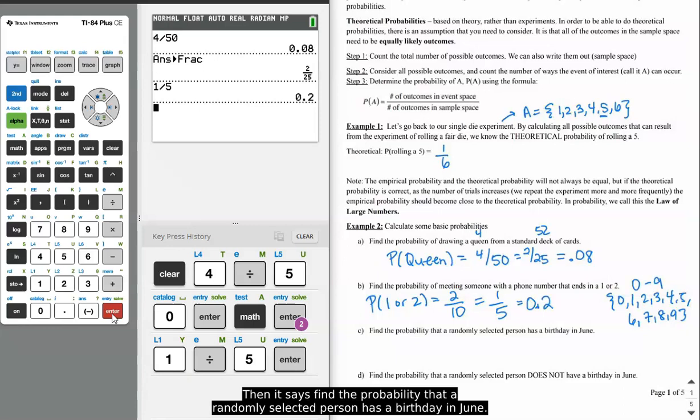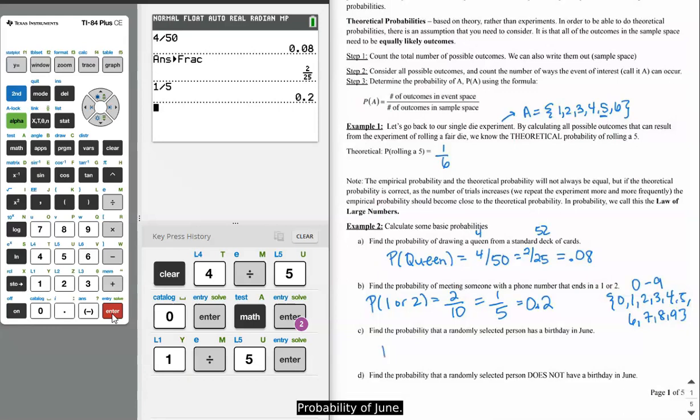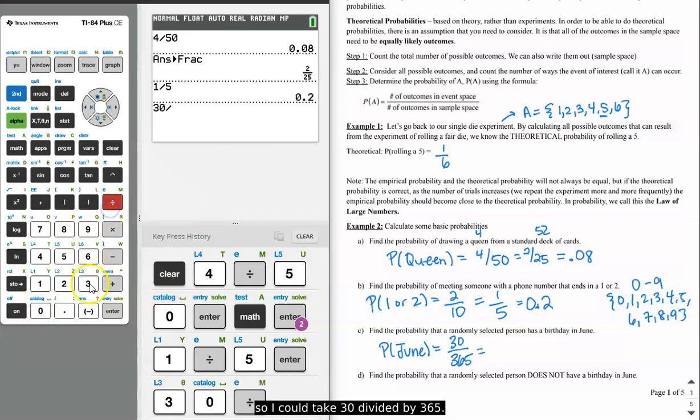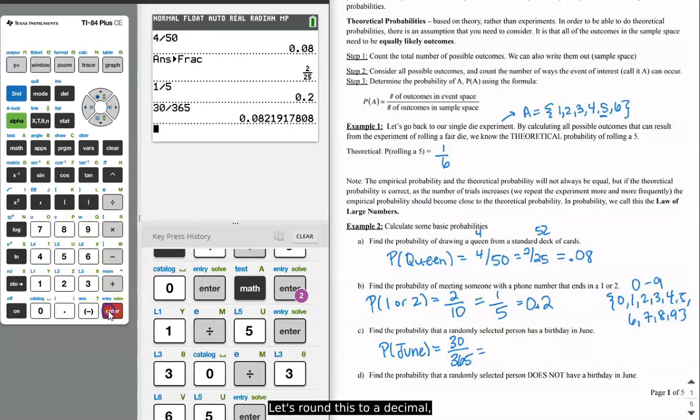All right, then it says, find the probability that a randomly selected person has a birthday in June. So, probability of June. If I think how many days are in June, there's 30 days out of my 365. So I could take 30 divided by 365. Let's round this to a decimal. So roughly 0.082 would be the probability that the person's birthday is in June.